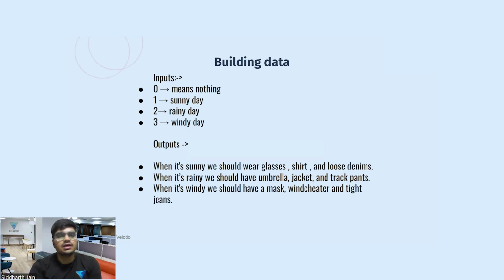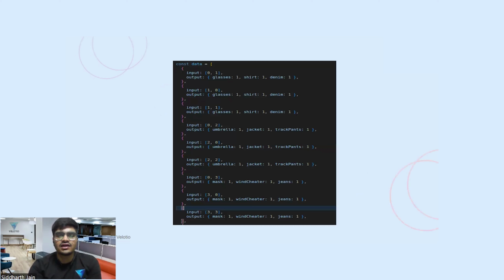So, building data. Obviously, without any data we can't train a neural network. So we have 0 meaning nothing, a null day, and 1 means sunny day, 2 means rainy day, and 3 means windy day. When it's a sunny day we should wear glasses, shirt and loose denims. When it's a rainy day we should have an umbrella, jacket and track pants. And when it's a windy day we should have a mask, wind cheater and tight jeans. So that's how our data looks like.